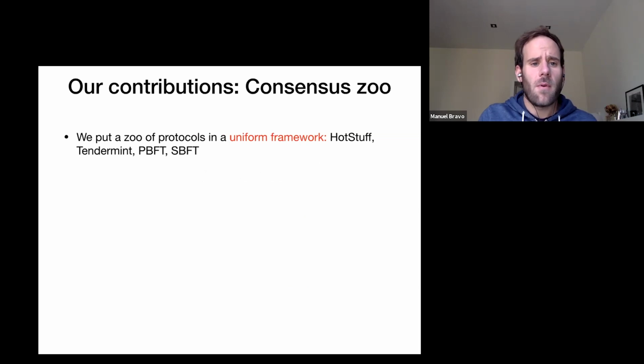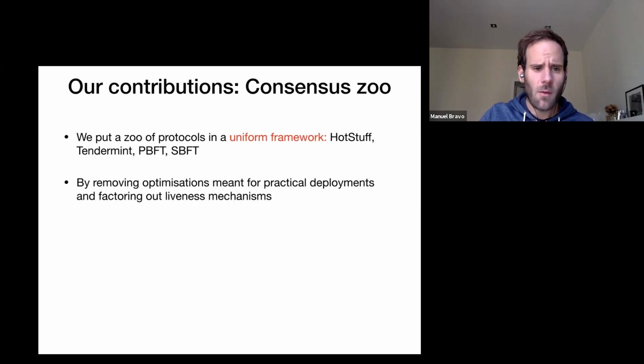As a byproduct of our research, we put a suite of modern Byzantine consensus protocols into a uniform framework, protocols such as HotStuff, Tendermint, PBFT, and SBFT. And we do this by removing optimizations which are meant for practical deployments and factoring out liveness mechanisms.